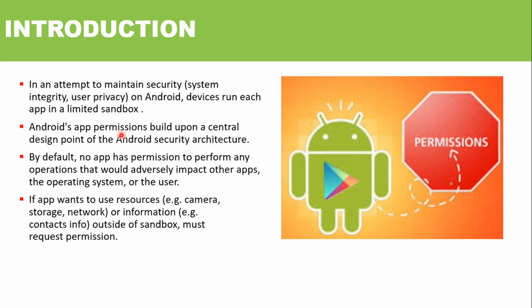So Android's app permissions build upon a central design point of the Android security architecture. By default, no app has permission to perform any operations that would adversely impact other apps or applications, the operating system and the user. So if the app wants to use resources, say for example camera, storage, network, or information, say for example contacts, which are usually outside of a sandbox, then the application must request for permission.